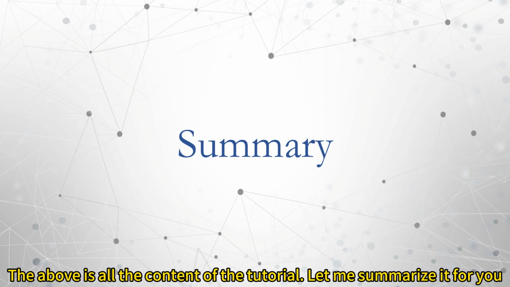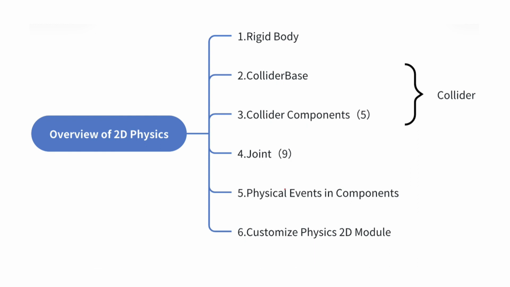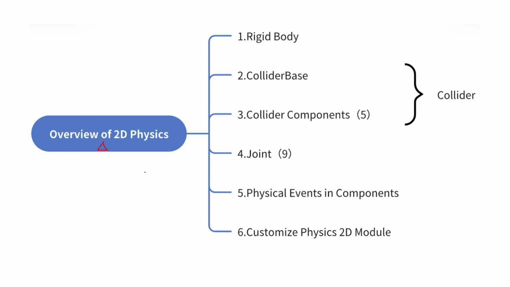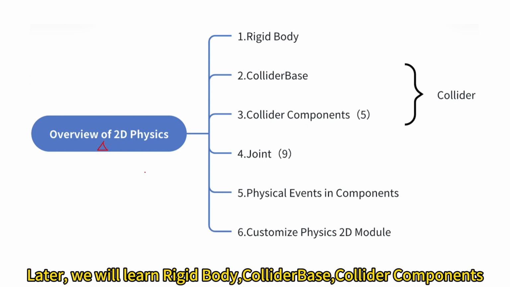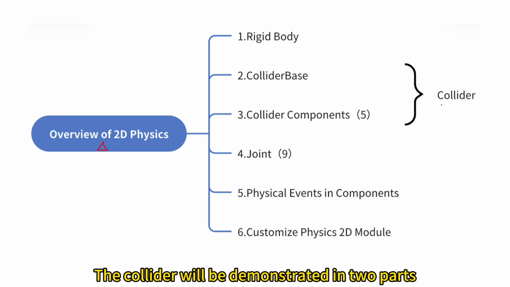Let me summarize it for you. This series of videos is divided into these parts. Currently, we are studying the overview of 2D physics. Later, we will learn rigid body, collider base, collider components, joint, physical events in components, customize physics 2D module. The collider will be demonstrated in 2 parts.